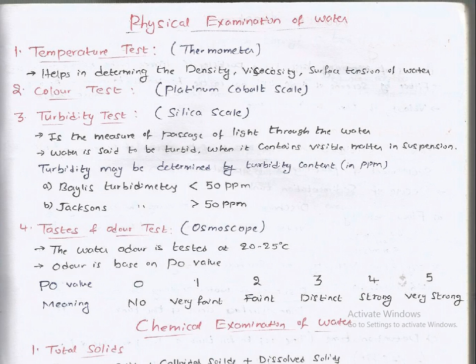Baylis turbidity meter, for less than 50 parts per million. Jackson turbidity meter, for greater than 50 parts per million. Taste and odor test: osmoscope. Water odor is tested at 20 to 25 degrees centigrade. Odor is based on the PO value: 0 means no odor, 1 very faint, 2 faint, 3 distinct, 4 strong, 5 very strong.